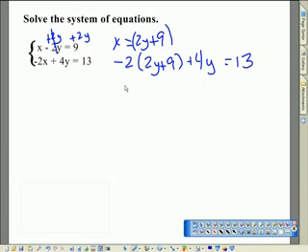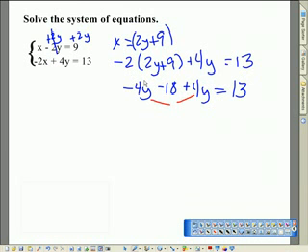Negative 2 times negative 2 is negative 4y minus 18 plus 4y equals 13. Now here's that step that we always have to do, right? We always have like terms. Here they are, my y's. Negative 4y plus positive 4y equals 0, right? So those cancel. And what am I left with here?